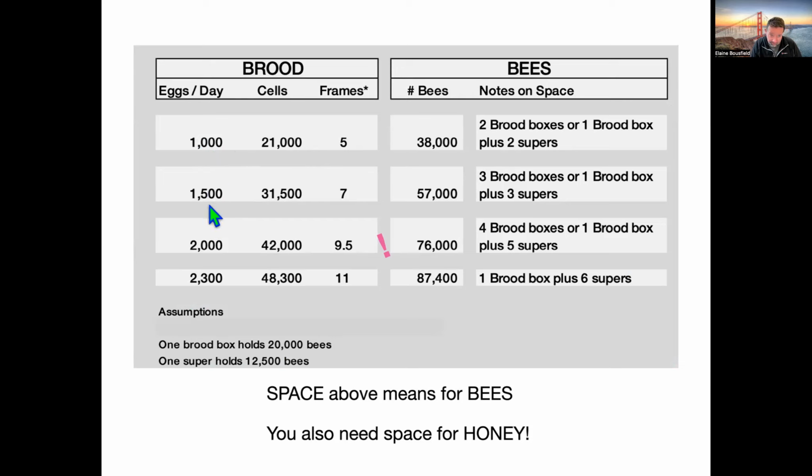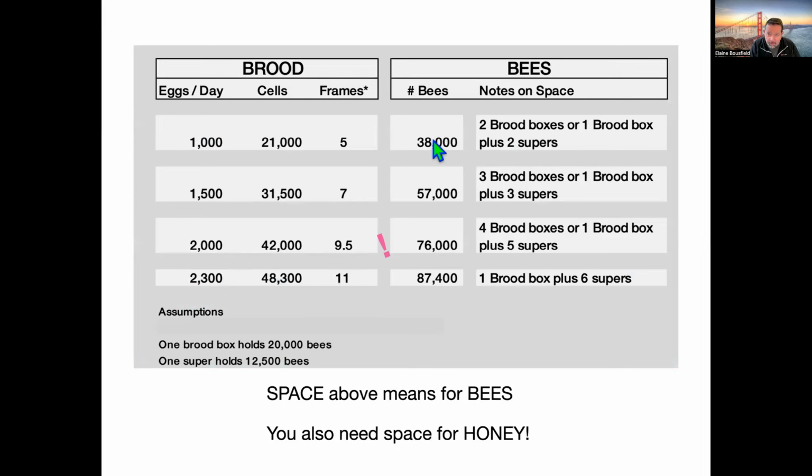If she was laying at 1,500 eggs a day, you're getting up to 7 frames of brood. And if you have one of these magical prolific queens that lay 2,000 a day, you're going to have 42,000 cells of brood, which is about 9.5 frames. It's pretty well a full brood box. An actual full brood box, wall to wall, totally every cell filled, she's going to be laying at about 2,300 a day. I don't think that's very common.